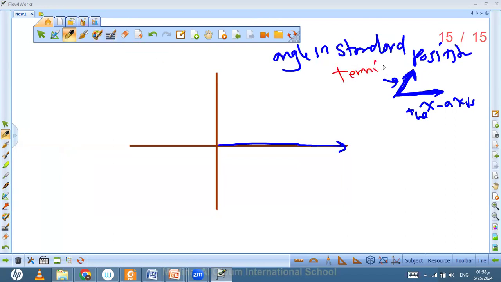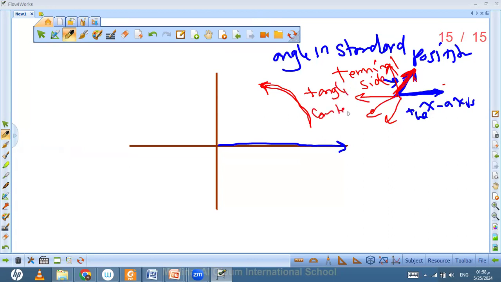This one is called the terminal side. I can move it anywhere, guys. I can move it counterclockwise, or anticlockwise. Counterclockwise, it's a positive angle. And clockwise, it's a negative angle. Okay, guys, let us see how we can graph it.